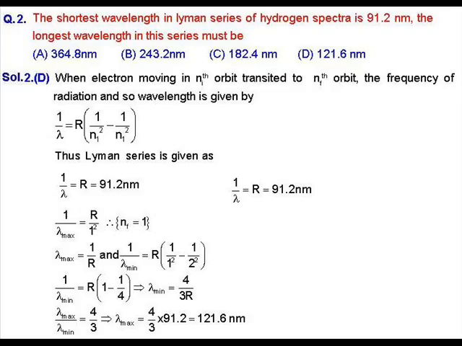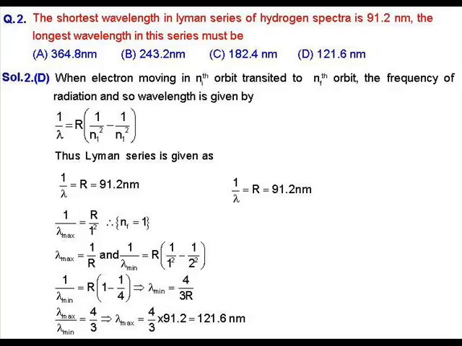MCQ question number 2. The shortest wavelength in the Lyman series of hydrogen spectra is 91.2 nanometer, and in this question we have to find out the longest wavelength of this Lyman series. First of all, the concept is that for the shortest wavelength, the transition of the electron from higher energy level to lower energy level will be largest, and for the longest wavelength, the transition will be smallest.